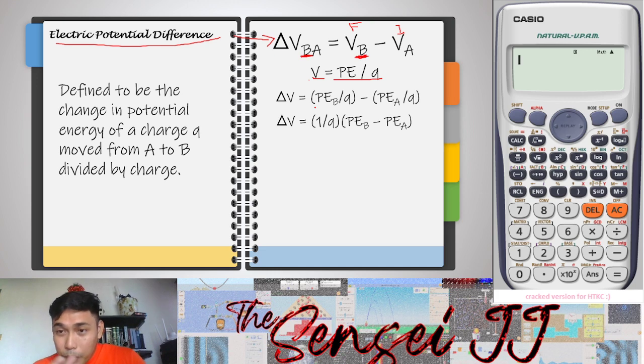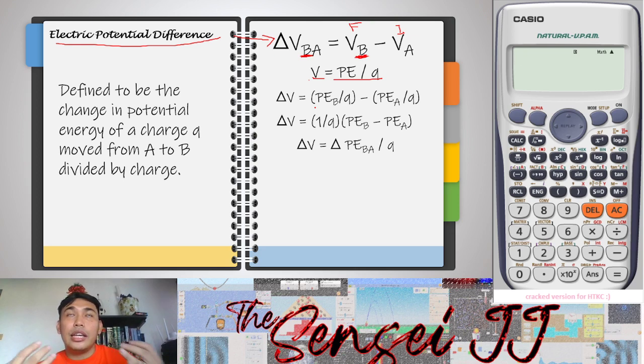Okay? So, konting derivations, makukuha natin yung ating formula, yung transformation of formula of delta V is equivalent to 1 over Q multiplied to PEB minus PEA. So, with this, we can rewrite our formula as delta V is equivalent to delta PEBA all over Q. And I reiterate also a while ago that our potential energy can also be rewritten as W, or our work. So let's rewrite this one, okay? Delta V is equivalent to work BA all over Q.